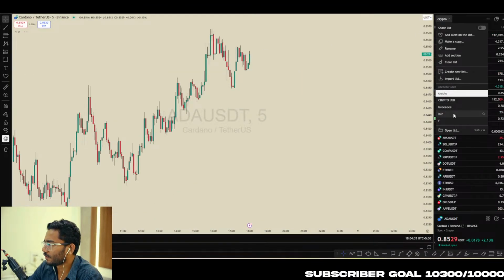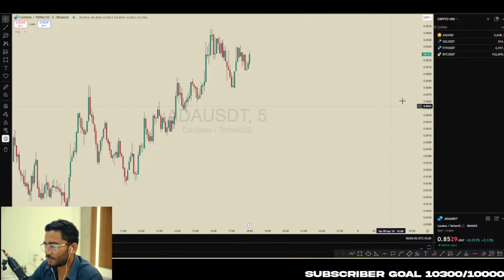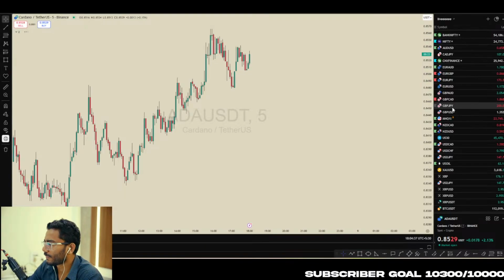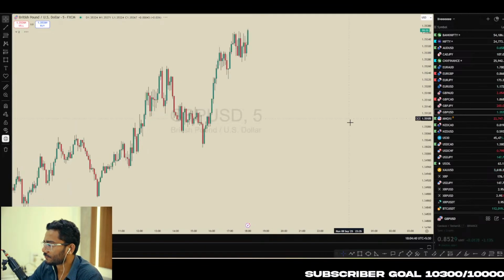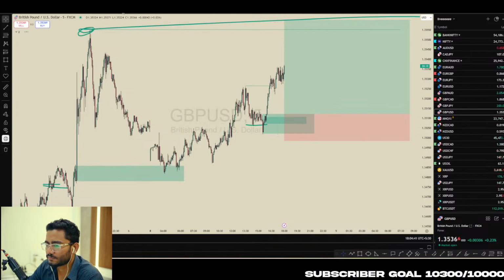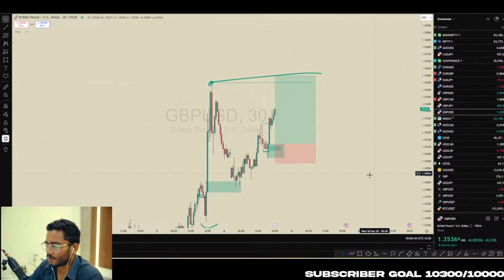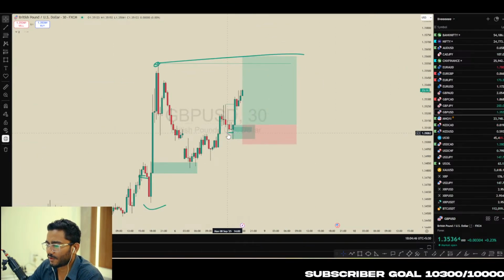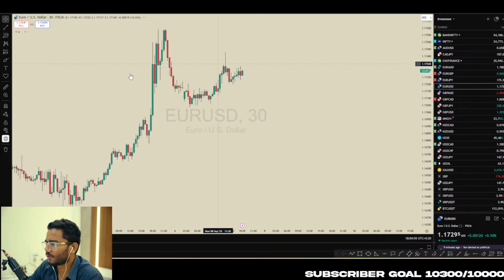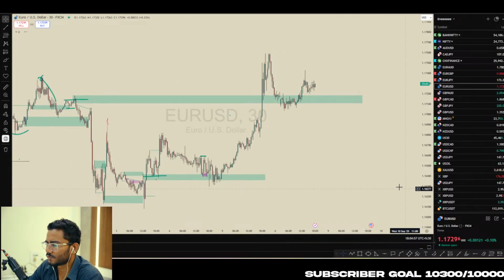Euro USD, if DXY continues to downside, then we can look for it. So right now, price has created this imbalance. We have this order block. So here we can look for buy side. Don't look for sell side on EU and GU. Don't know about GU. Let's see what we have got on GU.